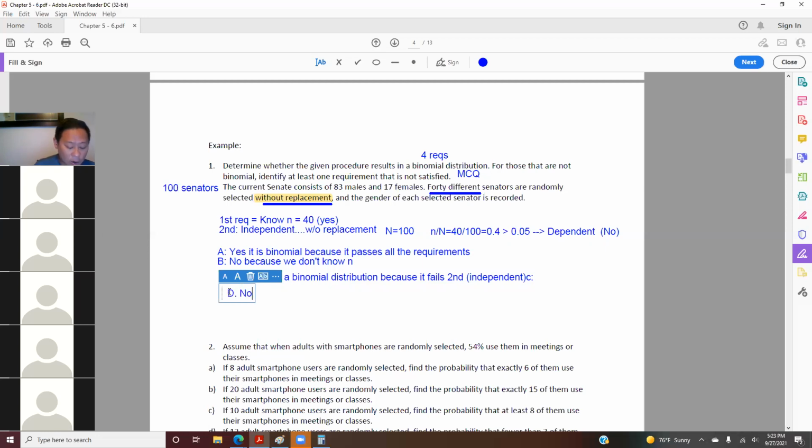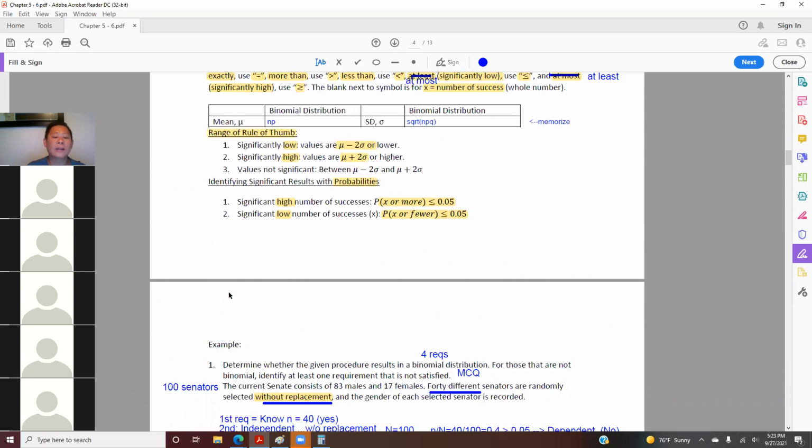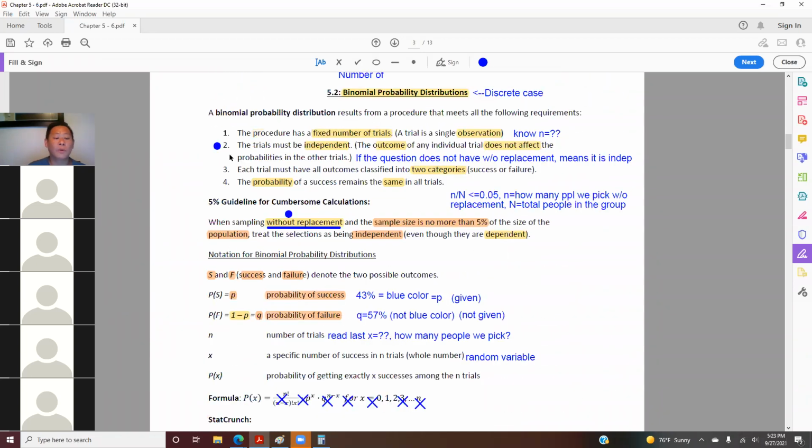D, no, because it has more than 2 outcomes. Because the third condition is you have to be exactly 2 outcomes. So this one has more than 2 outcomes. And E, no, because the probability of success is not the same for each trial. So this is exactly like this, A, B, this one, 1, 2, 3, 4.